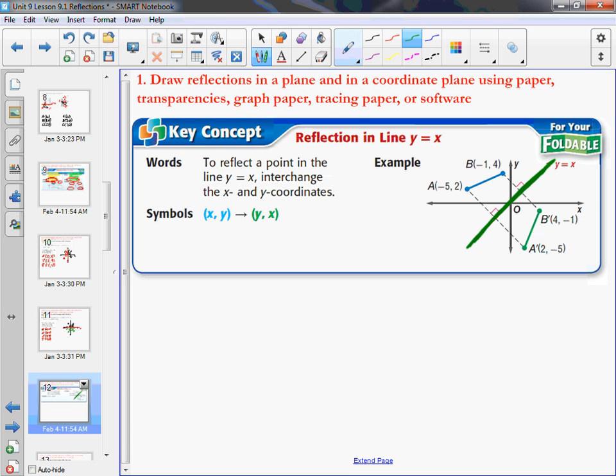To reflect a point in the line y equals x, you interchange the x and y coordinates. So if the original point is (x, y), it becomes (y, x). So if the original point is 3, 2, its new point is 2, 3. You just switch them. You don't change the signs. You just switch the order. Okay?